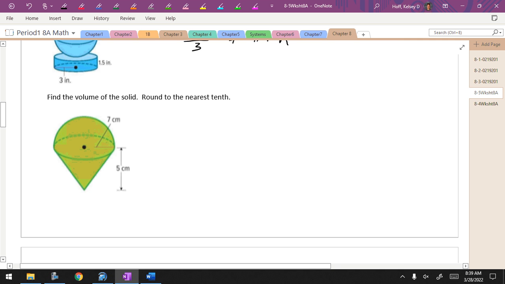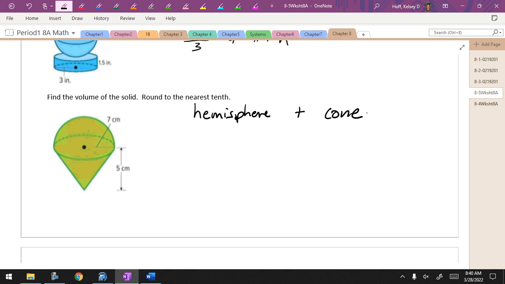Say it again, Zayden. A half a sphere. We call it really a hemisphere, right? A half a sphere and a cone. Is that what I heard? Okay, this one, absolutely. You're going to take your sphere and divide it because it's a hemisphere, okay? So 4 pi radius cubed divided by 3, and then divided by 2.